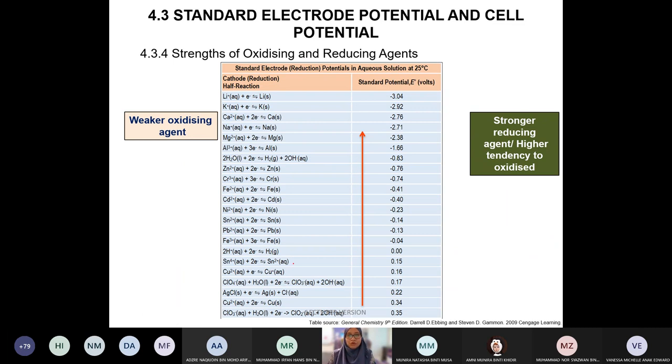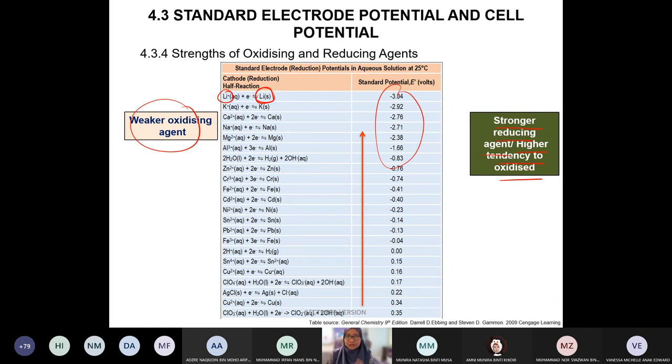Okay, alright. So as we go up, lagi negative the value, maksudnya the oxidizing agent become weaker. Maksudnya dia tak prefer reduce. Yang atas ni dia tak prefer reduce. Lithium ni dia tak prefer to undergo reduction to become lithium. Tapi lithium solid ataupun lithium atom prefers undergoes oxidation. So going up, become weaker oxidizing agent, tapi stronger reducing agent. Have higher tendency to oxidize.